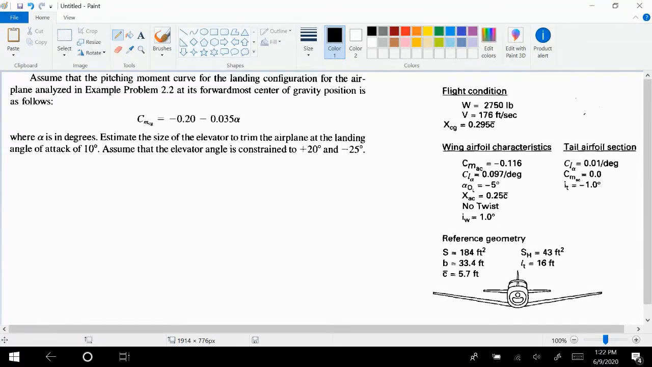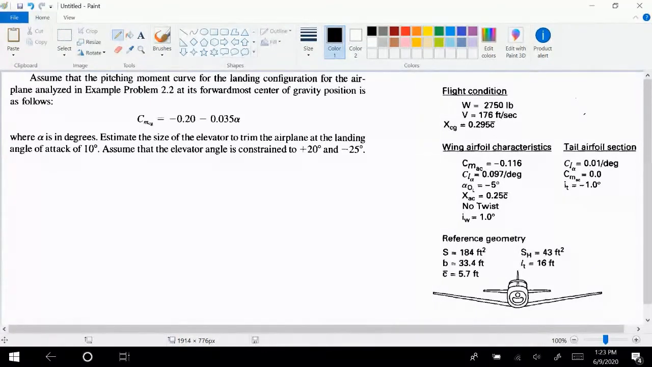Estimate the size of the elevator to trim the airplane at the landing angle of attack of 10 degrees. Assume that the elevator angle is constrained to plus 20 degree and minus 25 degree. So this is the limit to which you can deflect the elevator. So the question is basically saying that we want to land this aircraft at an angle of attack of 10 degrees, and the maximum you can deflect the elevator is plus 20 degree to minus 25 degree. So what should be the size of the elevator? What should be the area of this elevator, which will allow us to perform this operation?